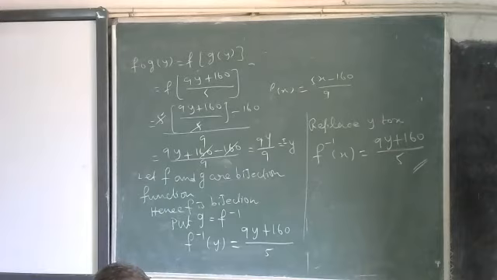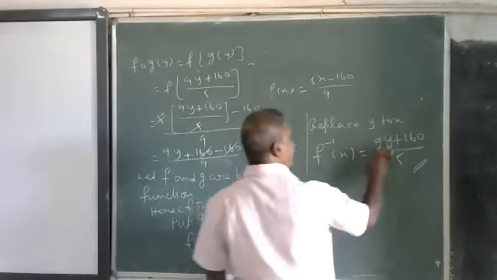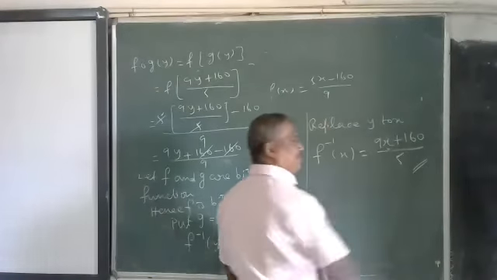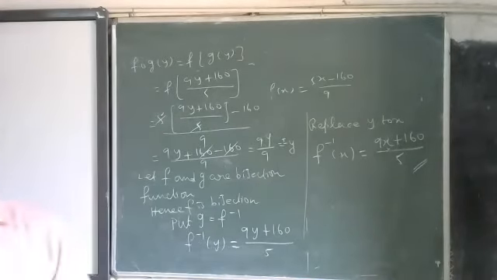9y by 5 plus 160 by 5. So the f inverse of x equals (9x plus 160) by 5.